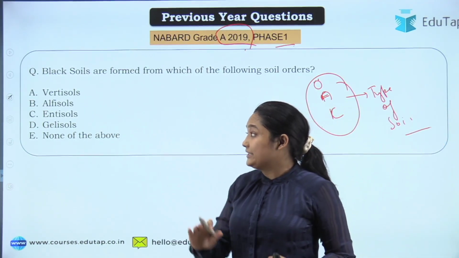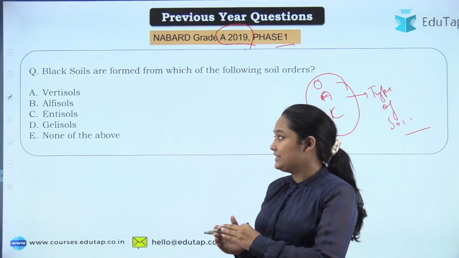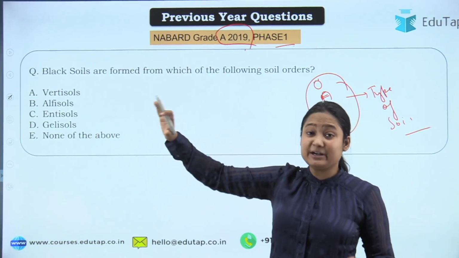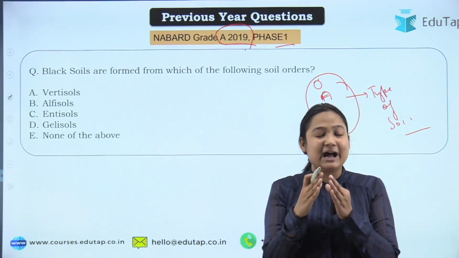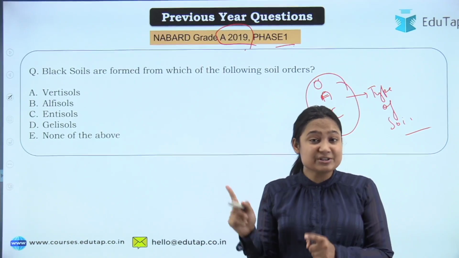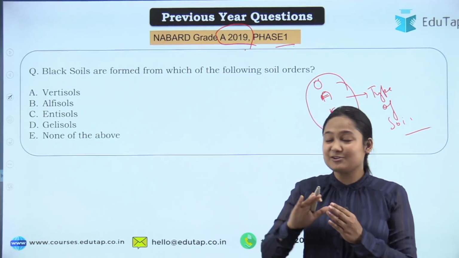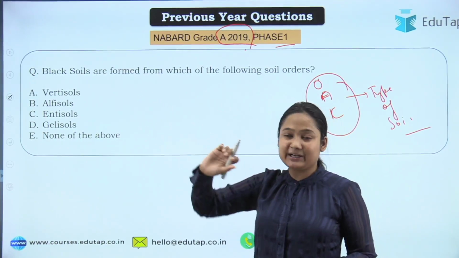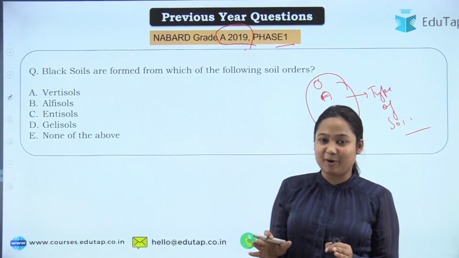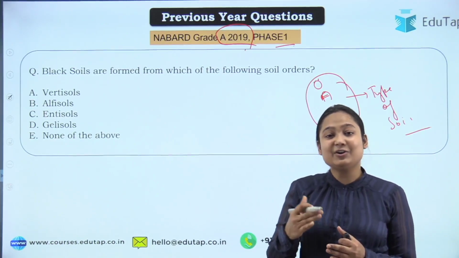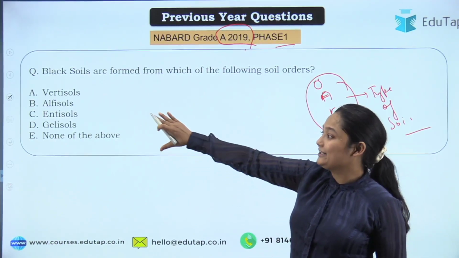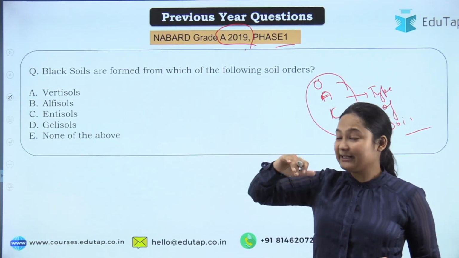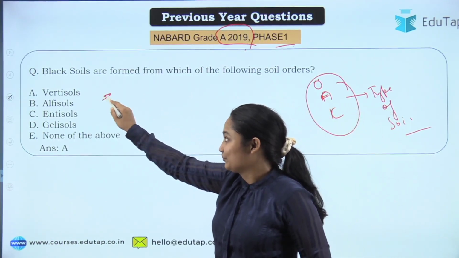Your options are vertisol, alfisol, entisol, gelisol. I think it is a quite easy, quite direct question. We can easily attempt it. But if you are not able to attempt it, I do recommend you go back and watch the video again. Don't panic, this is not a big thing. If you don't have any background in knowing the types of soil, that is no problem. Just go back, rewatch the video, try to memorize it, and then reattempt this question. For those of you who have answered correctly, of course the correct answer will be vertisol.